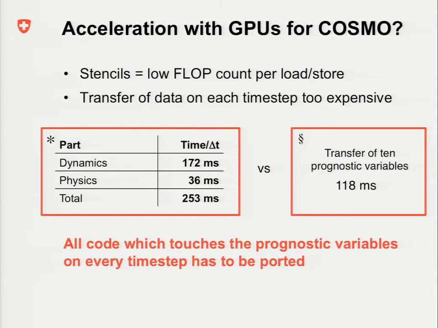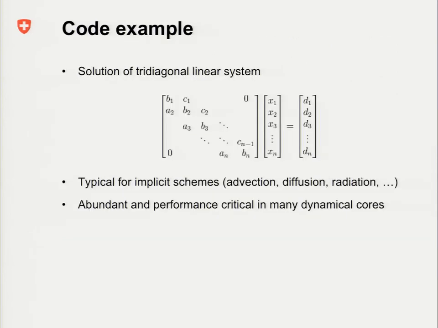Now, we'd like to shift gears a bit. So this is all just analysis, basically, and showing you why we chose the approaches we have for COSMO. This is another example which is also a motivation for one of the approaches. And it's basically picking out a code example from COSMO, a solution of the tridiagonal linear system.